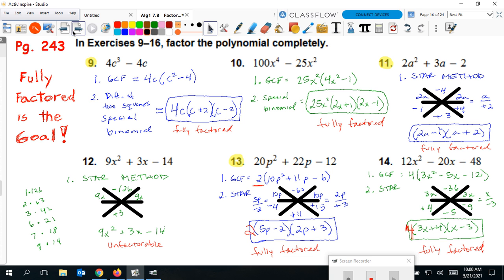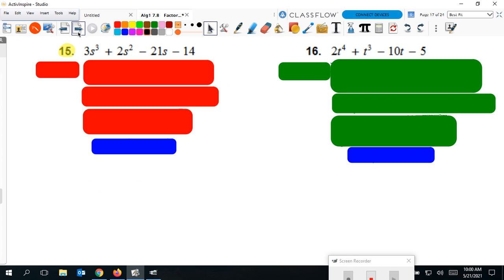All right, let's go on to number 15 in that section. On 15 and 16, we see 4 terms, so we see 4-term polynomials. I'm going to do 16, and then I'll have you try 15 on your own. You can see here we're going to factor by grouping. We'd want to look for a GCF first, but there is no GCF between the 4 terms. So it's just going to be a grouping one. And they are in order with t's here.